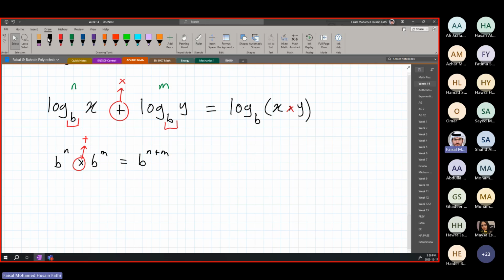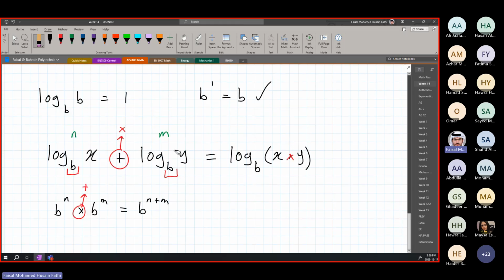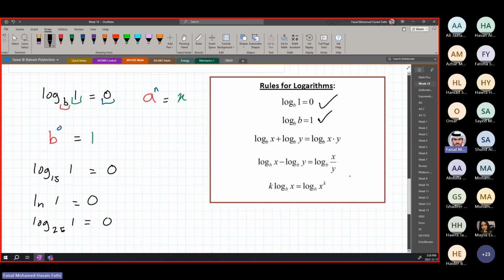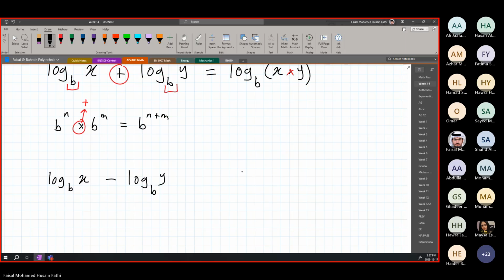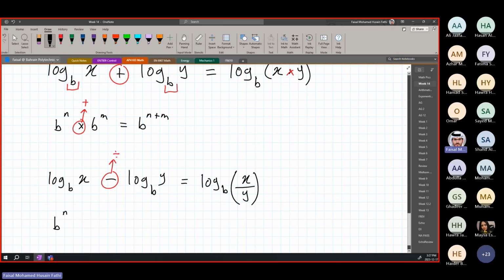Now, if we move on, we have the exact same thing with minus. Exact same concept. So log bx minus log by is equal to log of the same base of x divided by y. So what happens here? The minus will turn into division. If you remember, in exponentials, it is the opposite.